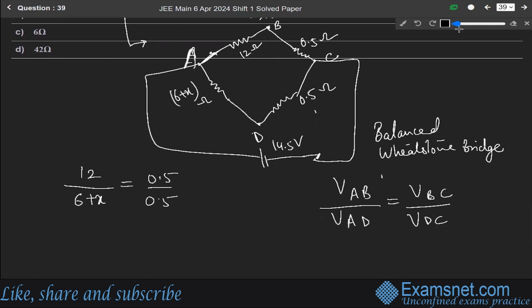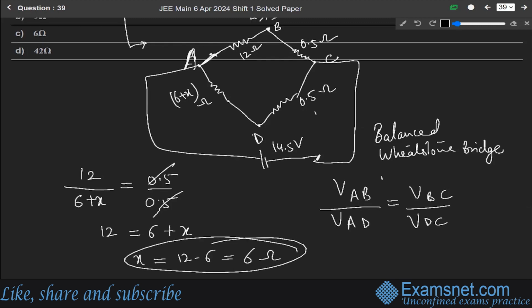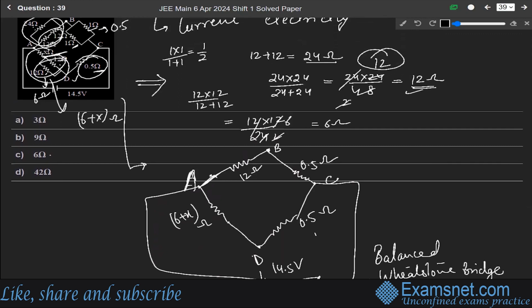Okay, so solving it, we get 0.5, 0.5 cancels out each other. So 12 will be equal to 6 plus x. So x will be equal to 12 minus 6, that is 6 ohm. Okay, so the value of x is 6 ohm, which means option C is the correct answer.